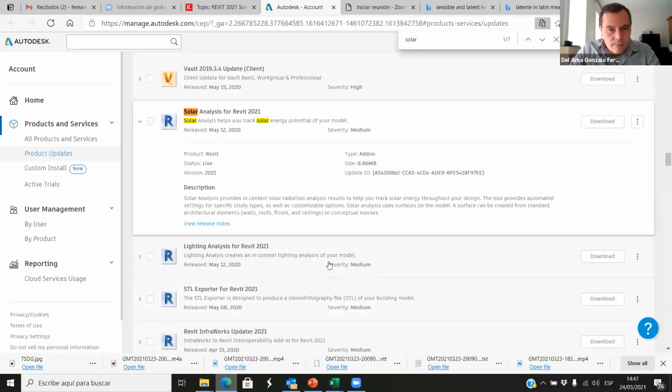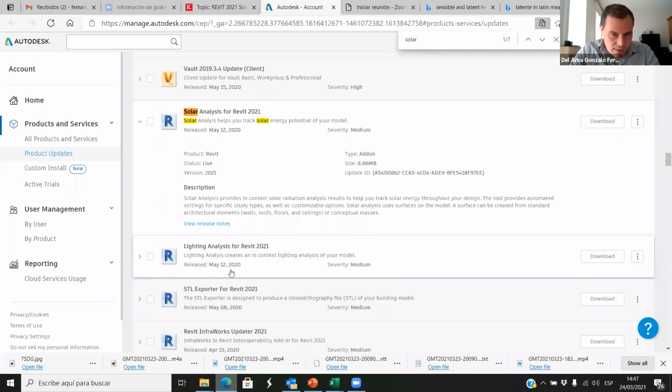And we have the lighting analysis for Revit 2021. This is also interesting. We're not using this in this course. We're not analyzing daylighting or natural light. We could do that, but we don't have time. Okay? But that's another interesting feature for Revit.